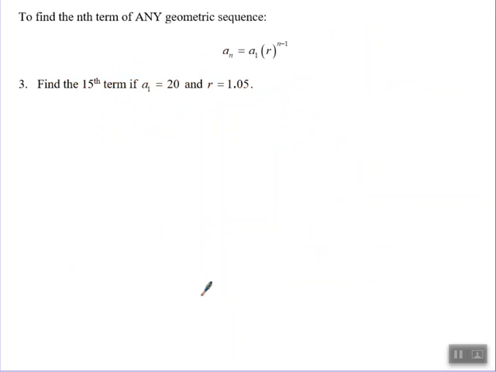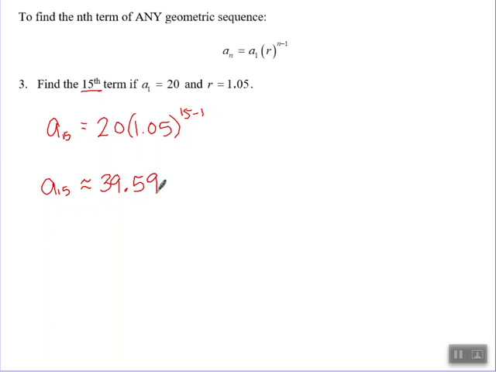So we want to find the 15th term if we know that the first term is 20 and the common ratio is 1.05. So if we use this formula, our n is going to be 15. So we have that a sub 15, or the 15th term, is equal to 20 times 1.05 to the 15 minus 1. And then you just plug that in the calculator, and you get that the 15th term is approximately 39.599.